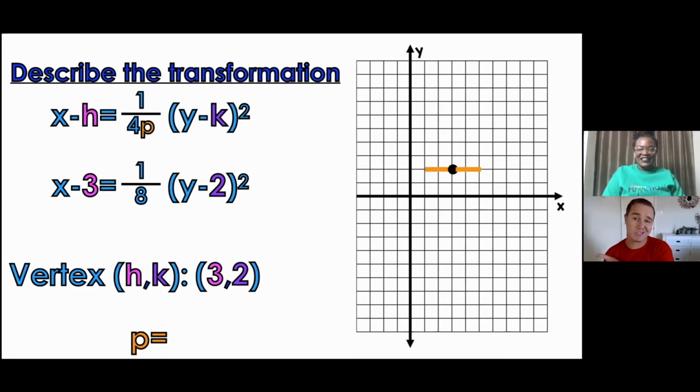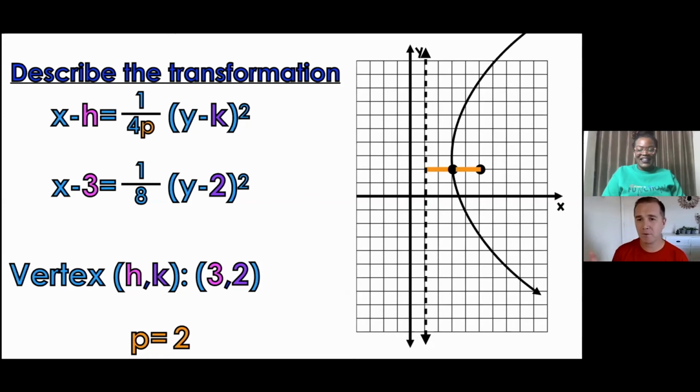And then my directrix is going to be at x is equal to positive 1. All right, so that tells me nice units to the left of 3. So there's my x equals positive 1. There's my parabola with the focus at x is equal to positive 5 and y is equal to 2.